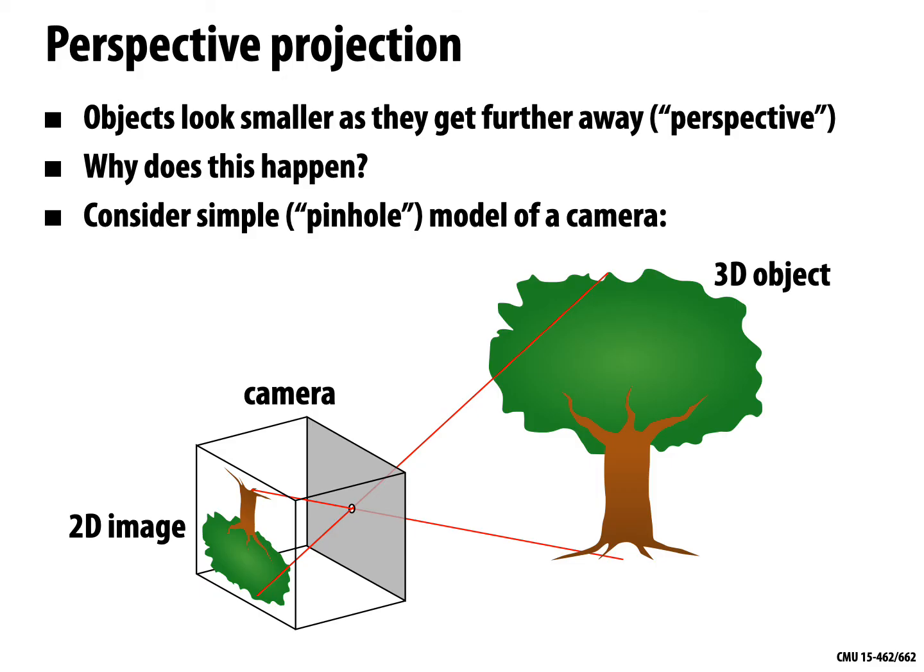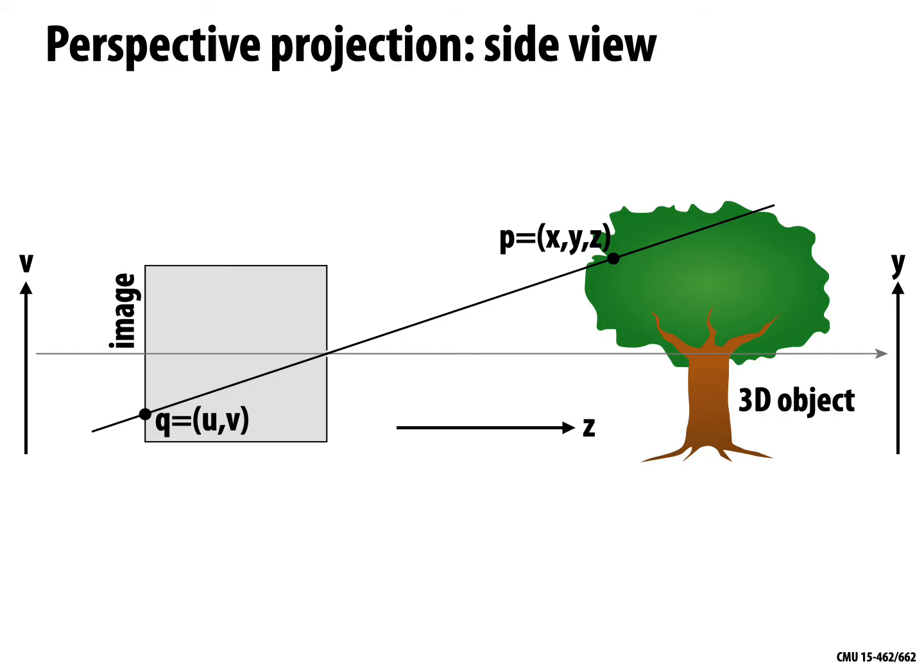Maybe this is a little easier to understand if we look at it from a side view. Okay? So the pinhole now is along this horizontal axis. It's on the right side of the box along the horizontal axis. And we can ask for any point P equals XYZ in three-dimensional space. So maybe the tip of some leaf on the tree. Where is that going to end up on the image?